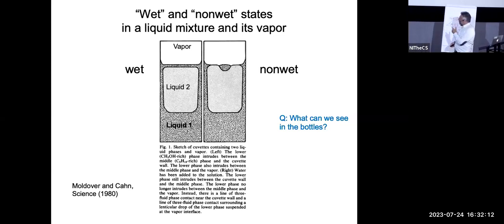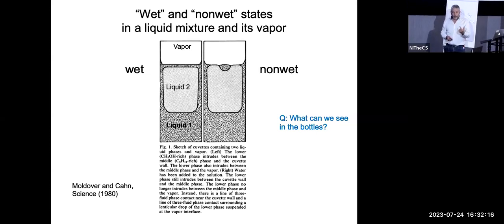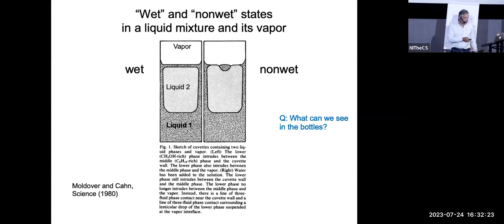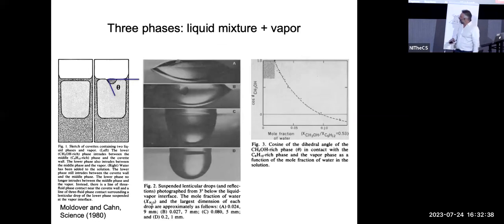So Moldover and Kahn used this experiment to draw a lot of attention to this beautiful phenomenon, which is the wetting phase transition that can be studied, was studied since 1977, very explicitly so, was also studied before, but by people who did not discover it, as one says. So here, we can see the system once again on the left, and we can see in the middle some detailed pictures of the suspended droplet of the methanol-rich phase from the liquid vapor interface for various water concentrations in the mixture.